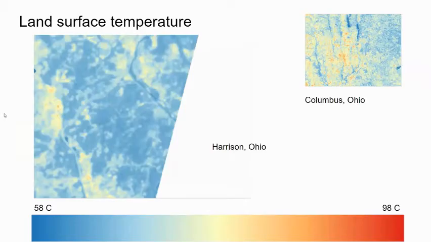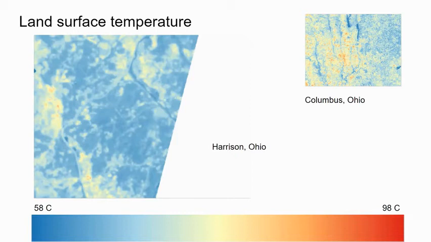We also pulled out band 10 from the Landsat data to discover what the land surface temperature was in 2019 for Harrison, Ohio and Columbus, Ohio. For Harrison, Ohio, you see more of this bluish color all around, and that means it's closer to 58 degrees Celsius, meaning that it is cooler. And for Columbus, Ohio, you see more of that yellowish, orangish color, and that means the land surface temperature is higher and it's just hotter there in general, closer to 98 degrees Celsius.